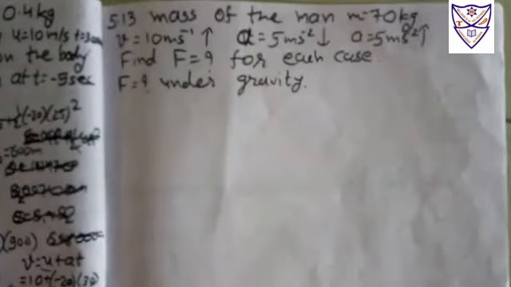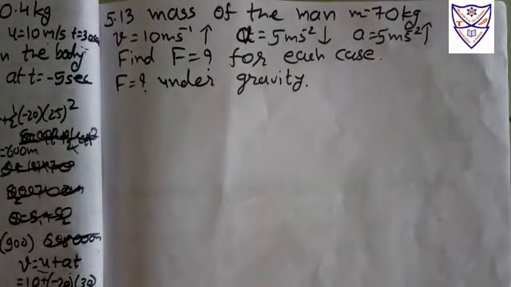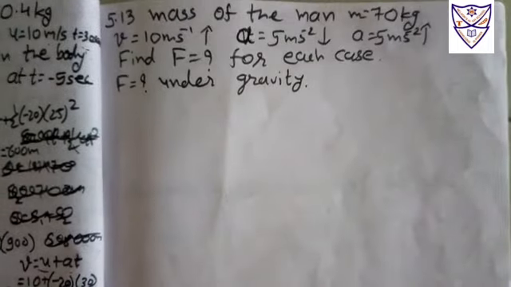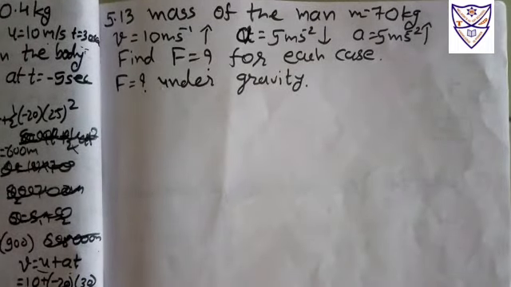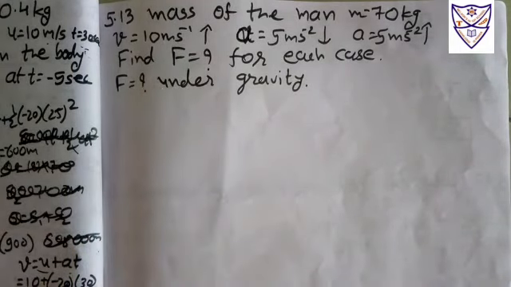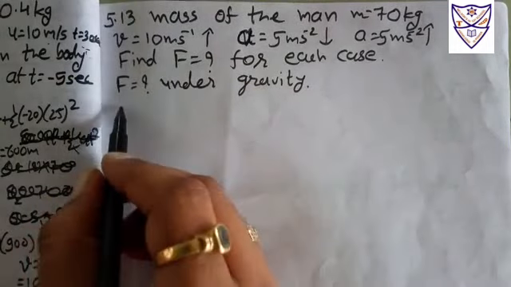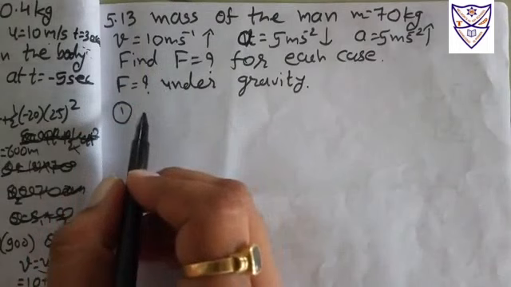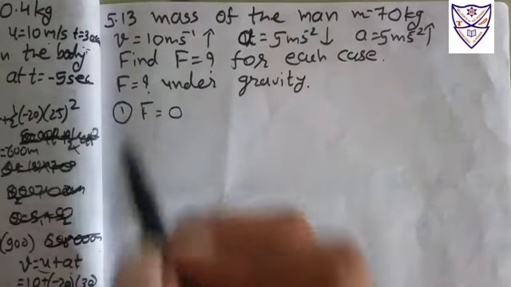In this numerical 5.13, the mass of a man is 70 kg, right? Initially we have to find, if the velocity of that man is constant in the upward direction, what is the force exerted on that man? See here, whenever velocity is constant, there is no need for any force. So in the first case, the force is equal to 0.